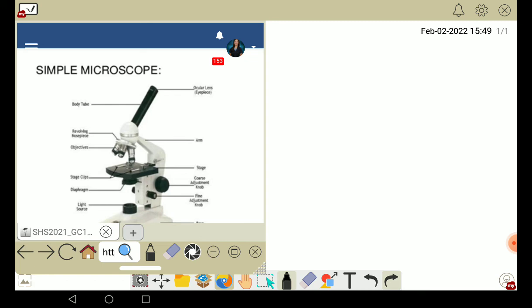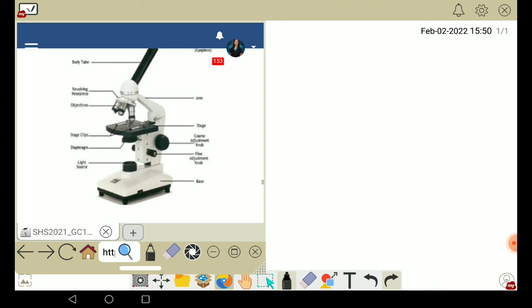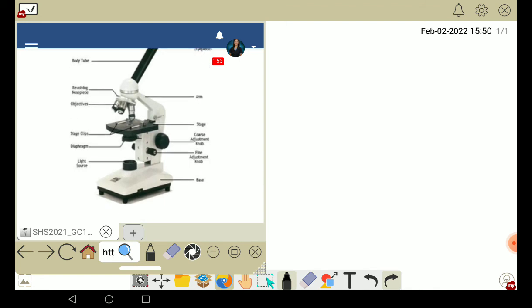Okay, next we have the coarse adjustment knob. We are using this one to check our specimen, and also, along with the fine adjustment knob, we are adjusting the magnification of our stage clips and our objectives. Okay, so of course the base supports the entire setup.